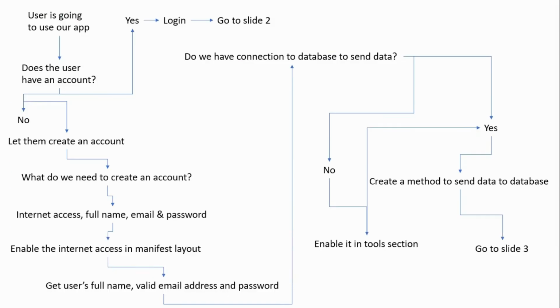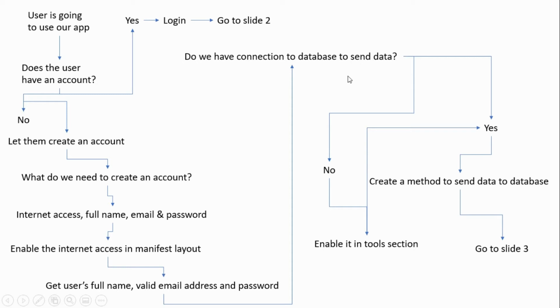We're going back to our roadmap. Here we set up this section. We let the user register to our app. The next step is, do we have a connection to our database to send data to the database? Yes, we do have a connection. As you remember from the previous video, we created the connection, but that connection doesn't have the tools to handle the information that we are going to get from our user and send to the database.